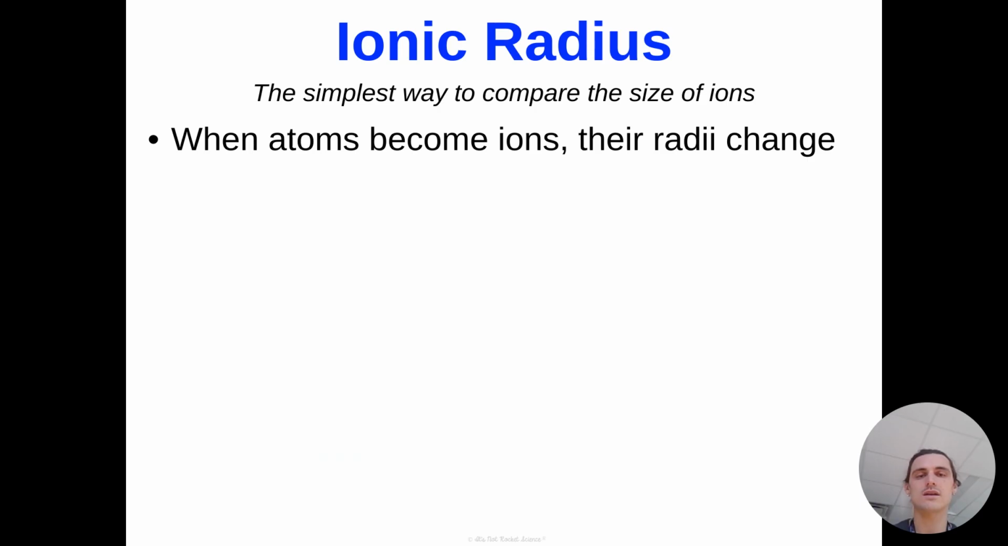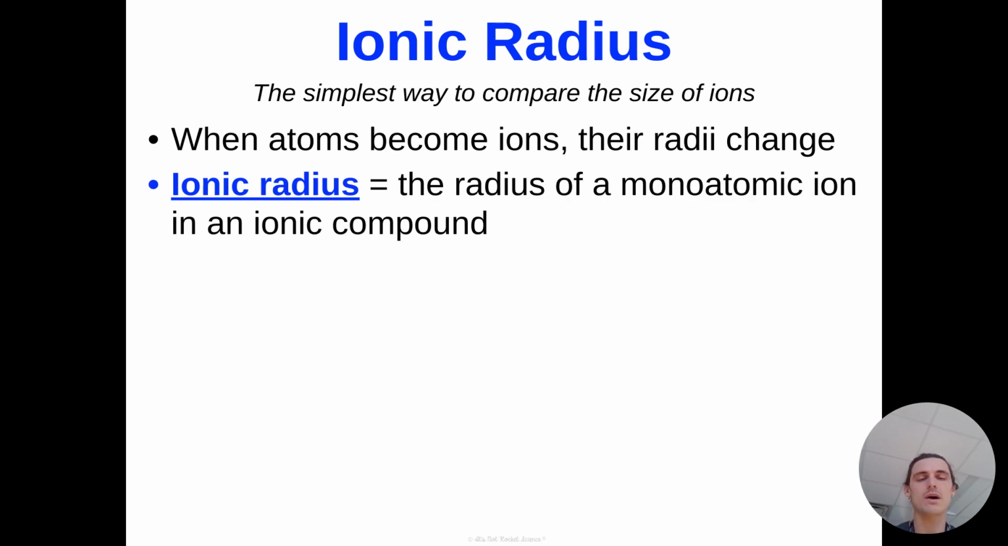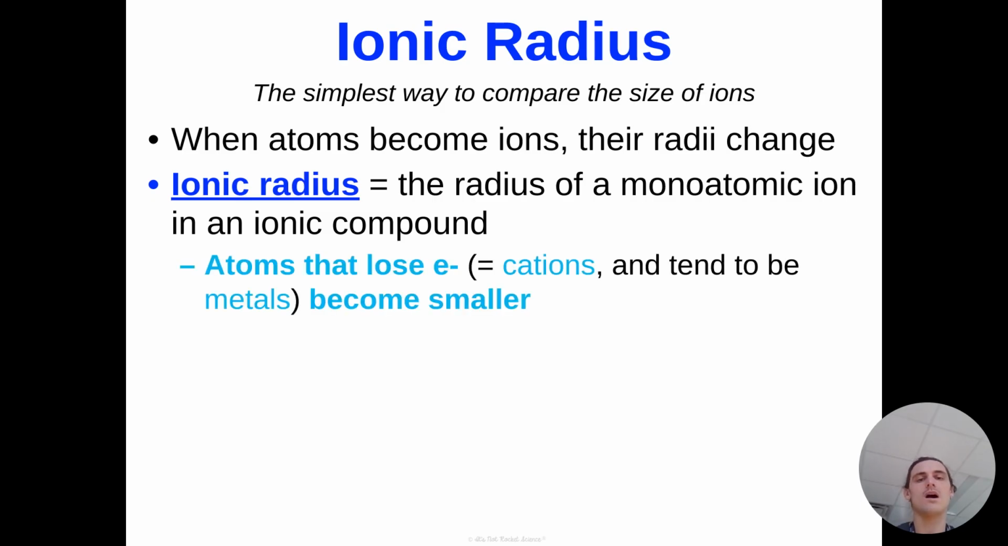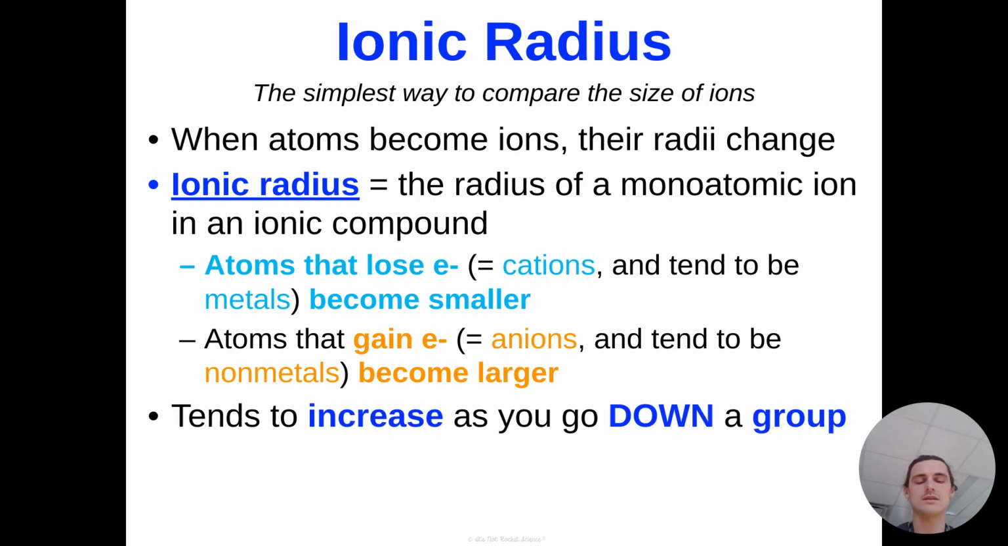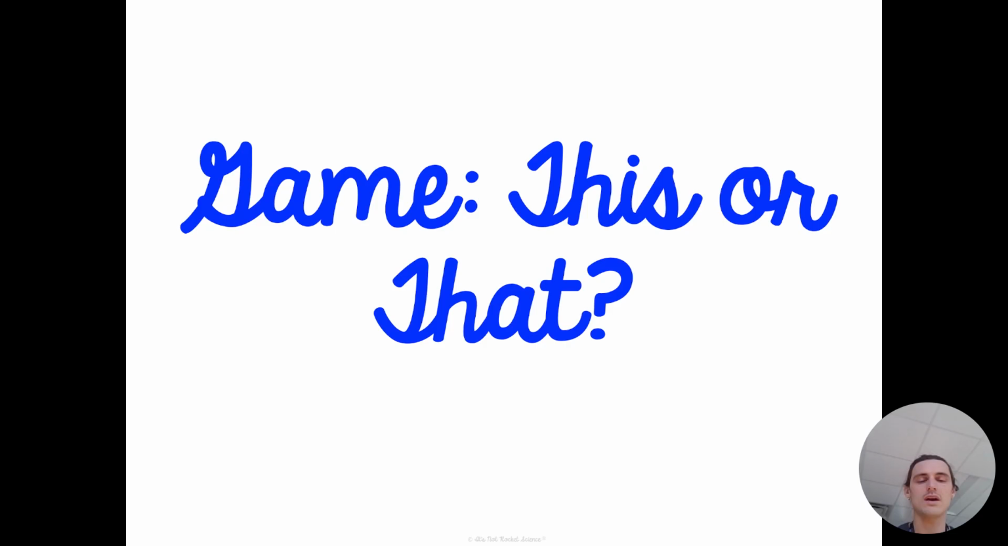Ionic radius here is the radius of the ion. We won't spend much time on this, but relate it to atomic radius, okay? So when they become ions, the radii change. The ionic radius is the radius of a monoatomic ion. As they lose electrons, they're going to become smaller. As they gain electrons, they're going to become larger. It tends to increase as you go down a group, and that is that.